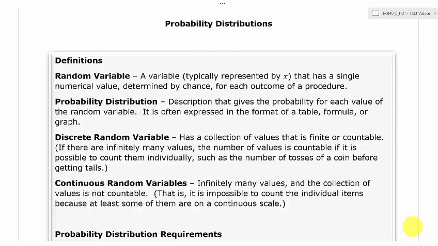A continuous random variable has infinitely many values, and the collection of values is not countable. So something that's impossible to count, something like someone's height. Anything that's represented by a decimal typically would be something that is continuous and something that we can't count.